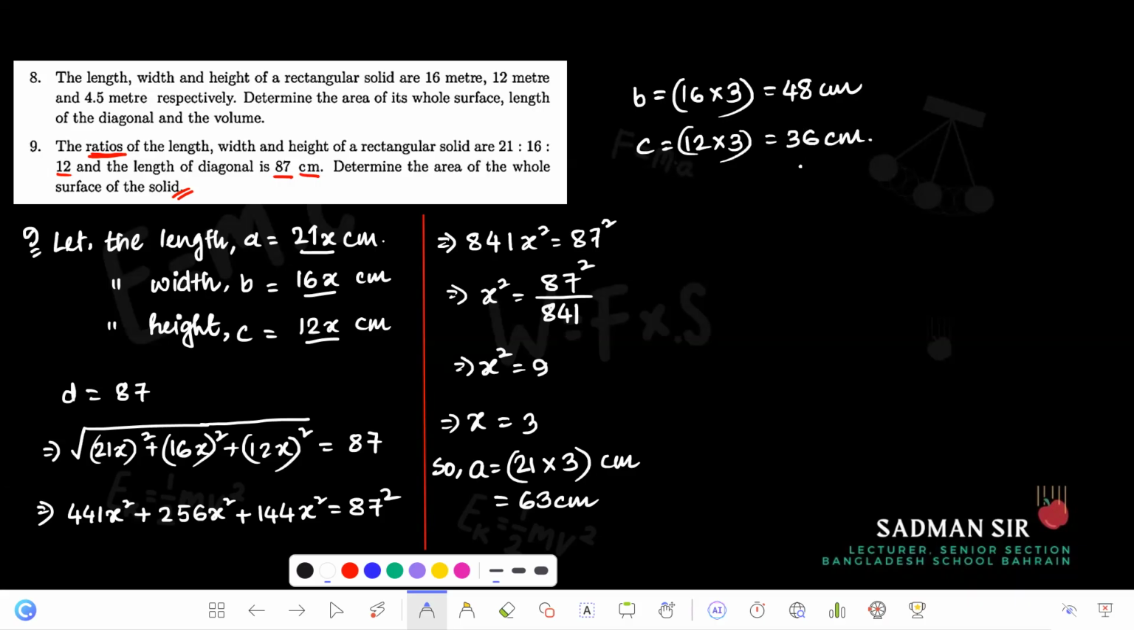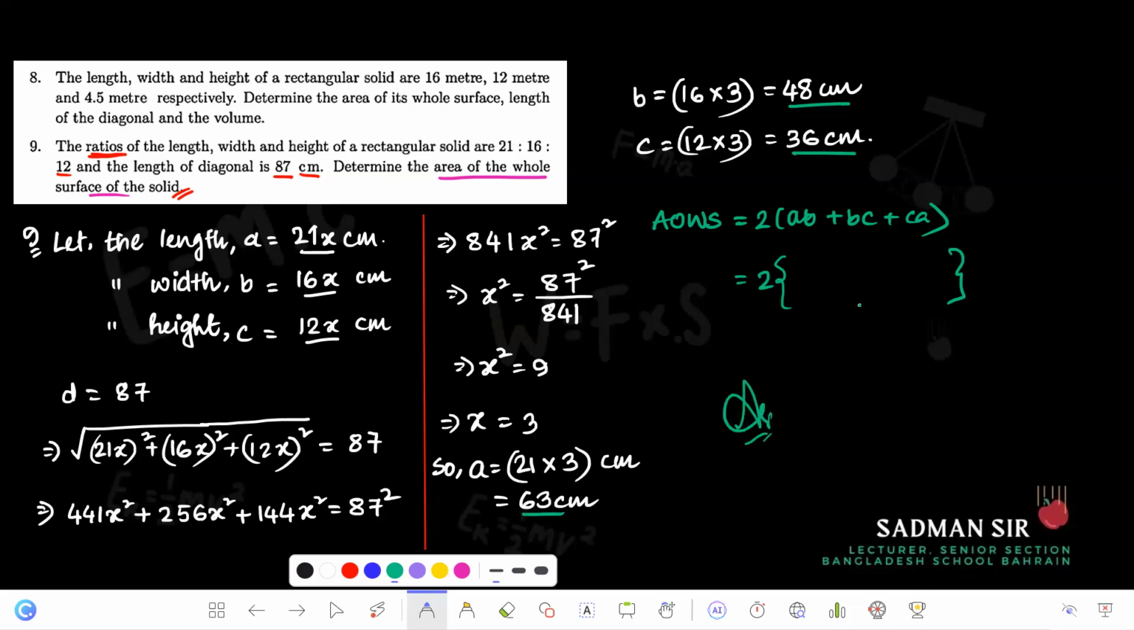If we know the length, breadth, and height, we can find anything. Let us see what they told us to find. Determine the area of the whole surface of the solid. I think you can do it now. Can you do it yourself? Area of whole surface: we'll write it in front, but you will write the full form. 2 of AB plus BC plus CA. Just replace the values. These values are 63, 48, and 36. Replace the values and find out the answer. Let me know, okay? I'll be waiting.